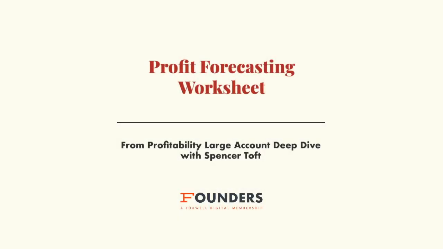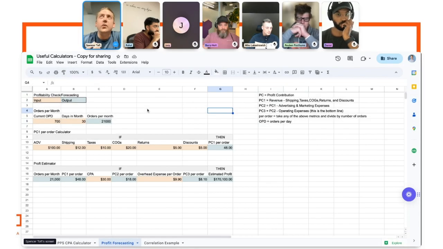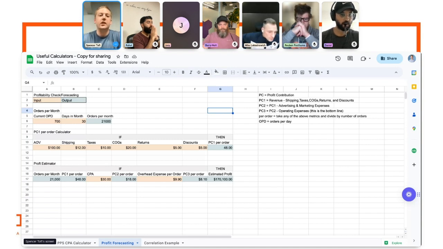But this is useful for me kind of like on a weekly or every other week, just to check and make sure that what we've done for the last 2 weeks, if we extrapolated that over the whole month or for the next couple months, would we be in a good spot? Like, would we be profitable?